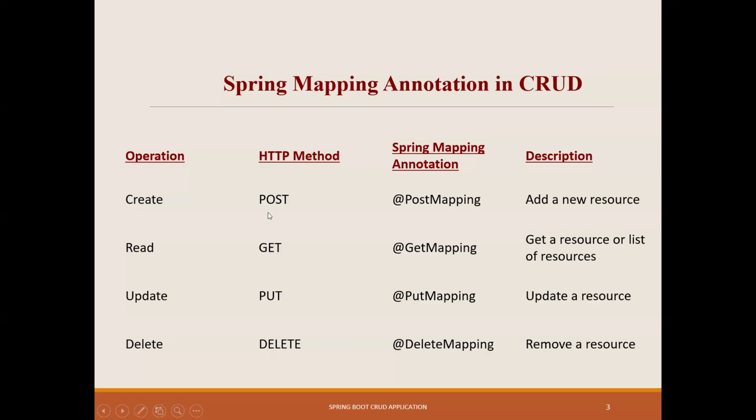So all these operations can be mapped in Spring Boot by making use of a list of annotations. In terms of the POST operation, we have the @PostMapping annotation. For the GET operation, we have @GetMapping. For the PUT operation, we have @PutMapping. For deletion, we have @DeleteMapping.